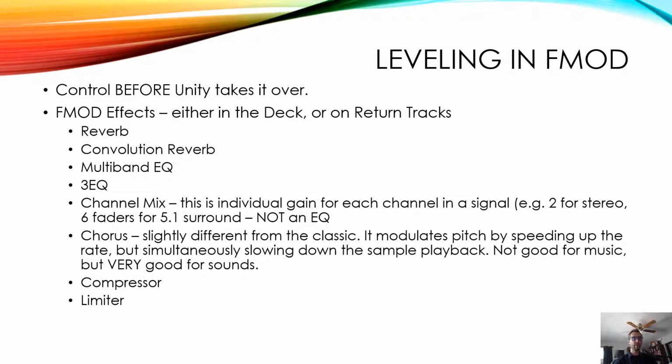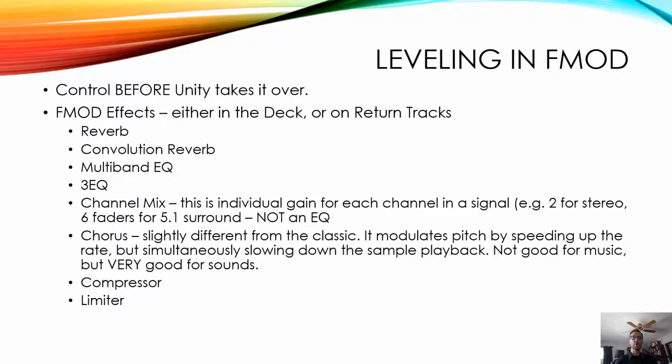So we're going to level in FMOD, which will give us the ability to control things before passing it on to Unity. We can add effects either in the deck or on return tracks in the FMOD mixer. Things like reverb, convolution reverb. This is why I said do not add reverb on your tracks in your DAW. We can do multi-band EQing. We can do a 3-channel EQ. We can do a channel mixer, which is individual gain for each channel in a signal. This is not an EQ, but it's individual gain for each channel in that signal.